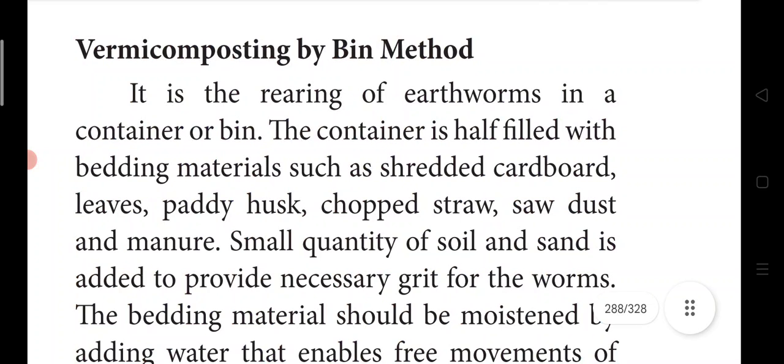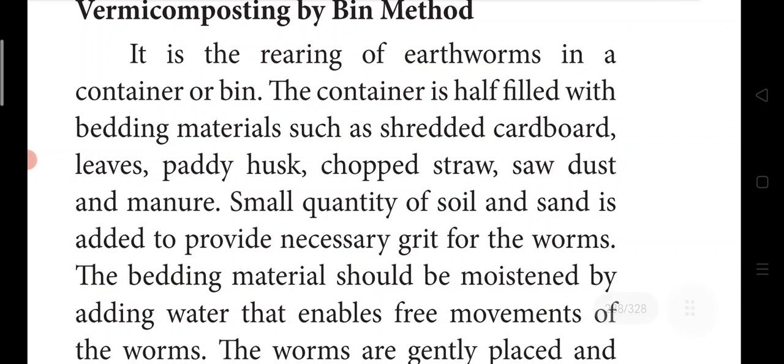So bin method. It is rearing of earthworms in a container or a bin. So in the bin method, we have to take a container or a bin. The container is half filled with bedding materials. So what are bedding materials? Shredded cardboard. So put the waste cardboard at the bottom, shredded, and leaves can be used. And then paddy husk, chopped straw, sawdust and manure has to be taken as a half container.